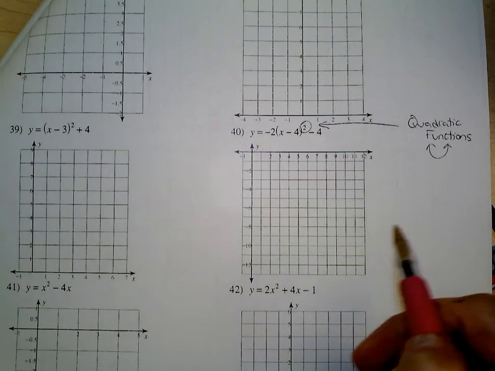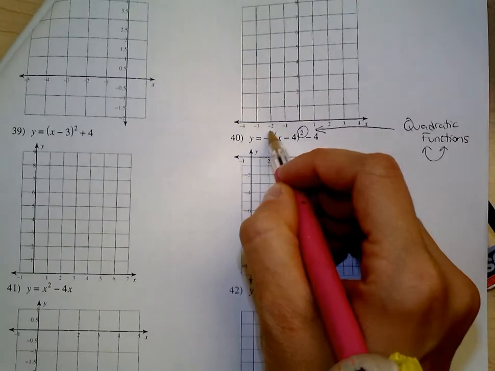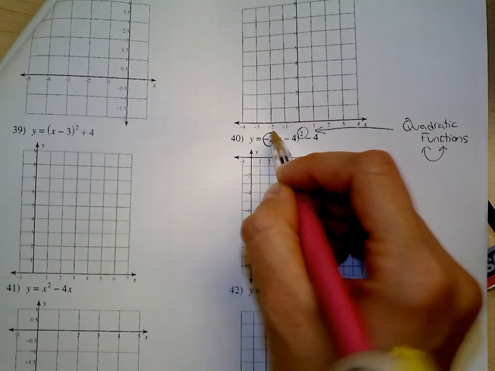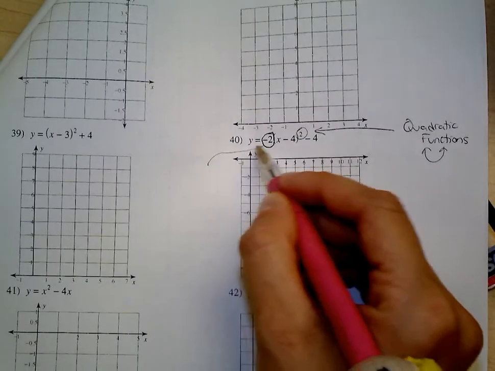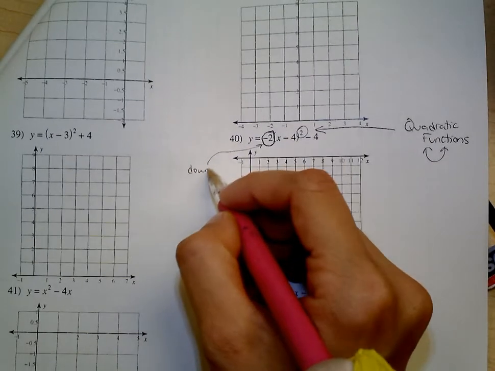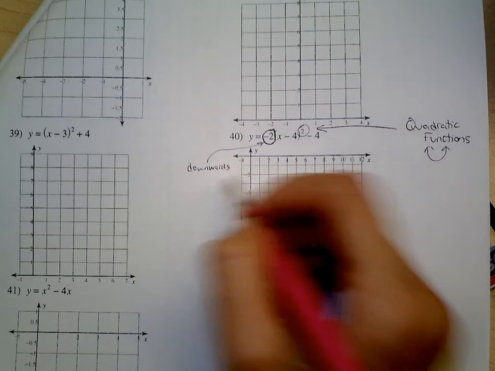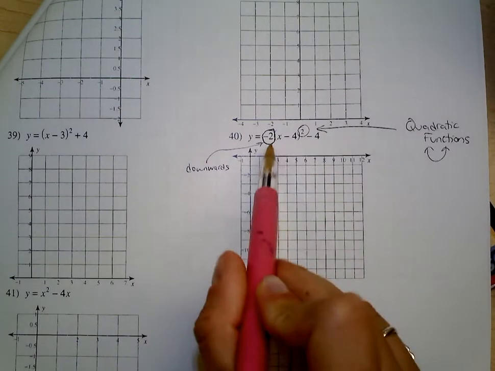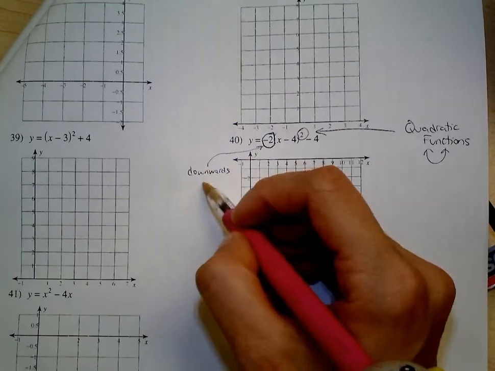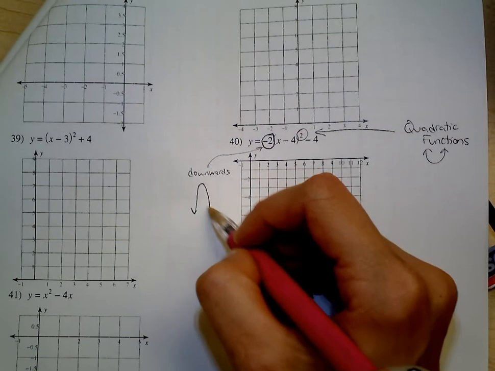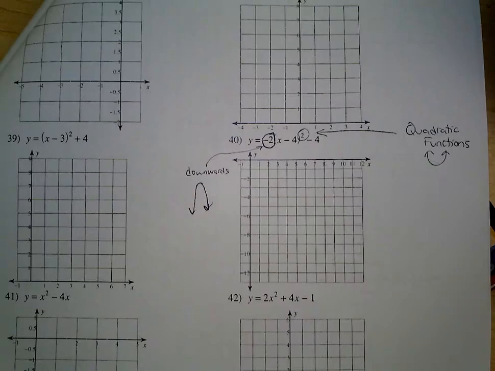But in this case, I have a negative number outside my parabola. That means it's going to be facing downwards. And because I have a 2 there, it's going to be a little bit steeper than my regular parabola. So it's going to be kind of steep. And if we wanted to graph this more accurately, what could we do? An XY table. Good. Okay.